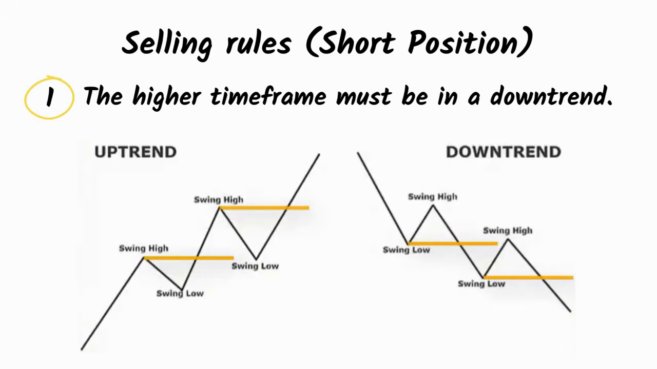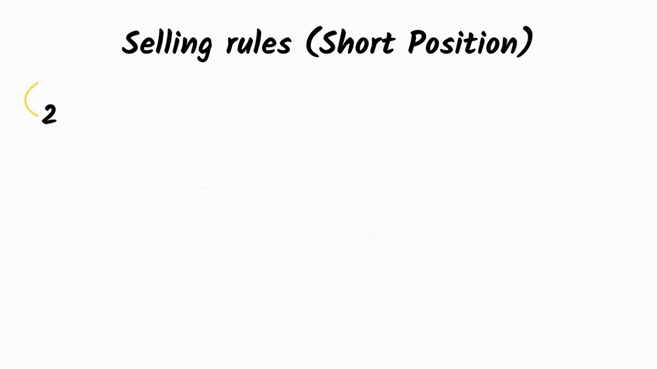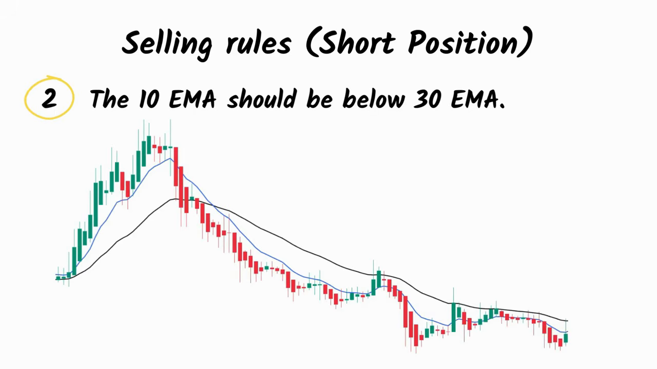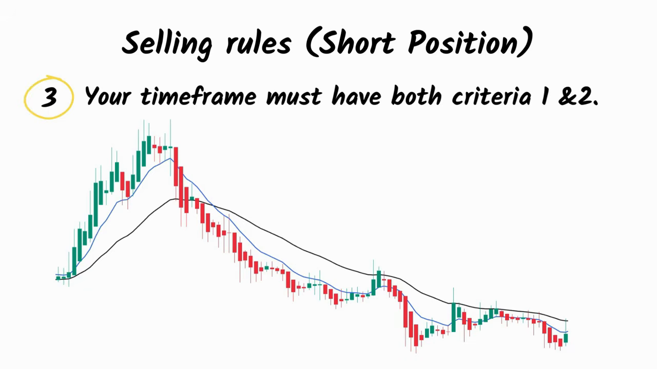Criteria for a short trade. Now that we know the criteria for a long trade, the criteria for a short trade are exactly the opposite. Criteria number 1. The higher time frame must be in a downtrend. This means the price is making lower highs and lower lows. Criteria number 2. The 10 EMA must be below the 30 EMA. This is fairly straightforward, and by now you shouldn't have any difficulty identifying it on the chart.